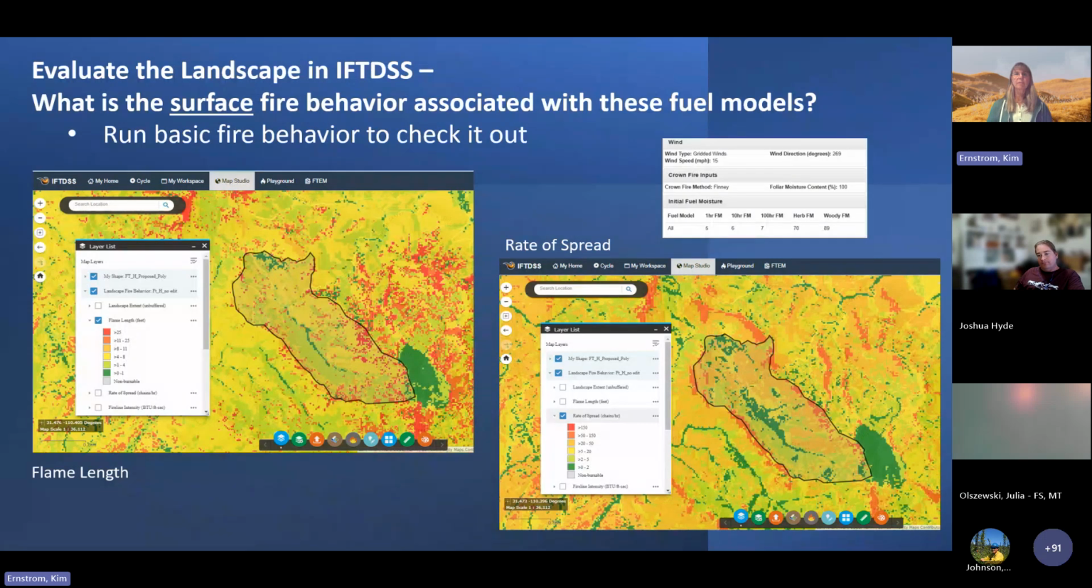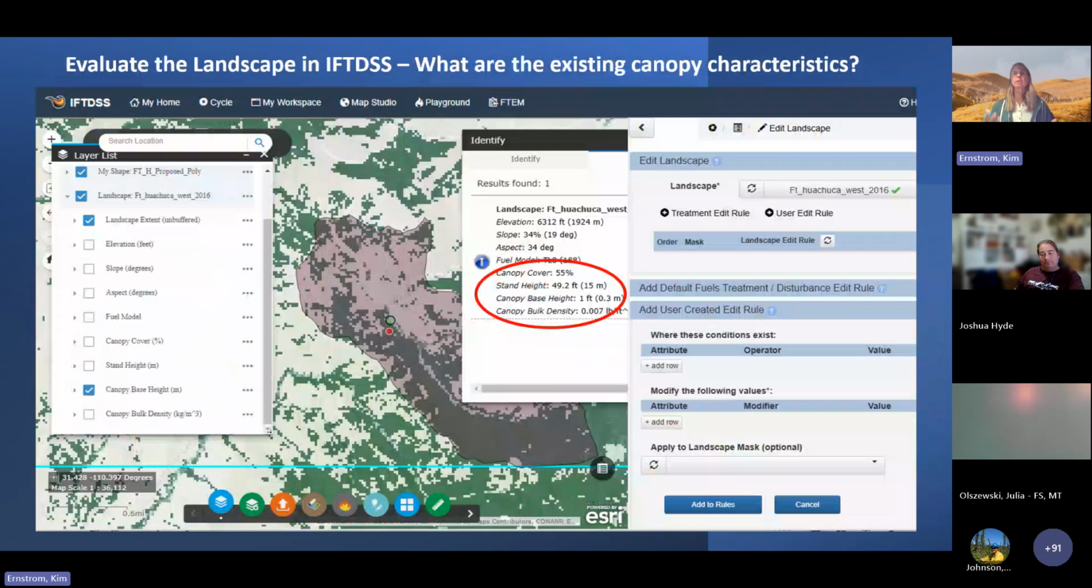So on the left, we've got flame length. On the right, we have rate of spread. Then we can look at the canopy characteristics. So back to that LANDFIRE data. I turn on my canopy base height layer and I query my landscape, and I can see the four pieces of the canopy characteristics: canopy cover, stand height, canopy base height, canopy bulk density.